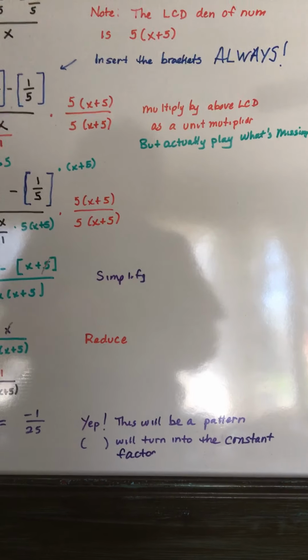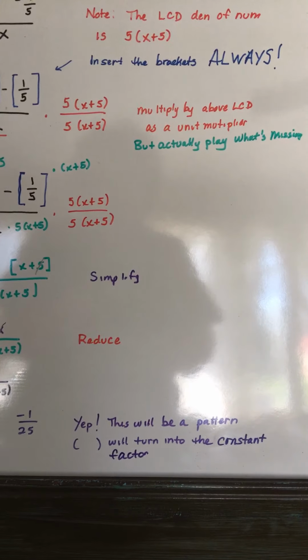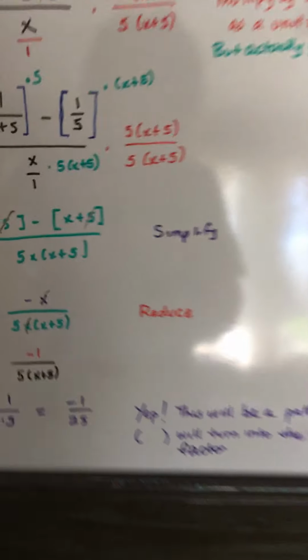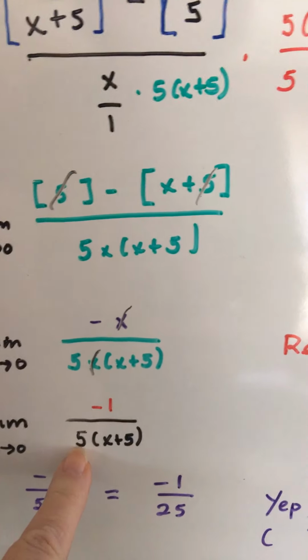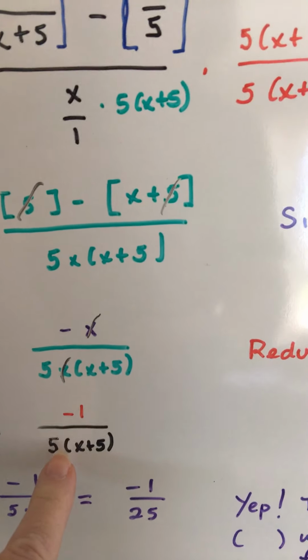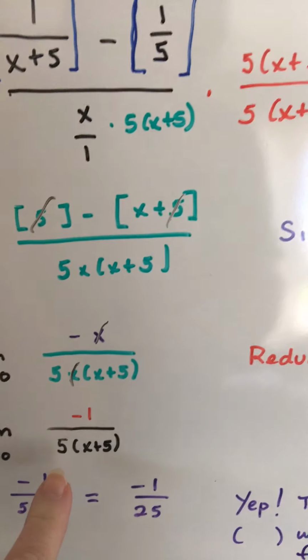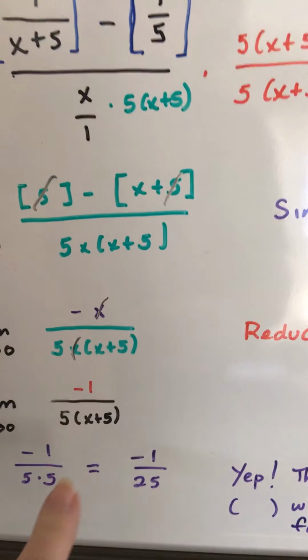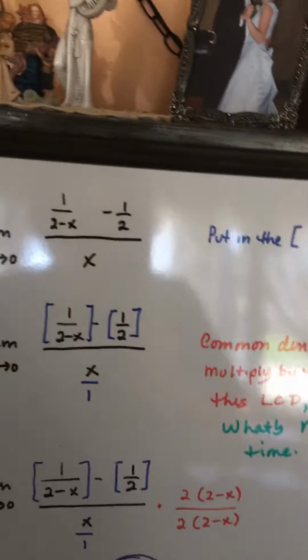And yeah, this is going to be the pattern. The parenthesis will always turn into the constant multiplier. Right there is your constant that's in front of what you're multiplying. I mean the constant factor. And when I have a 5 here, I'm going to end up, when I do my plug chug, with a 5. So let's look at a second example.